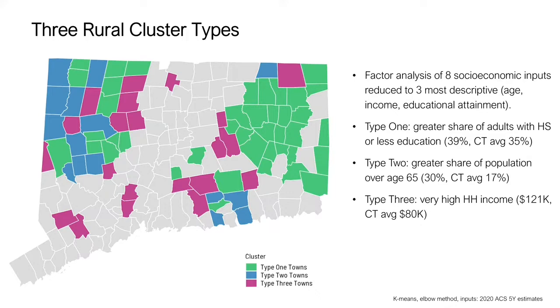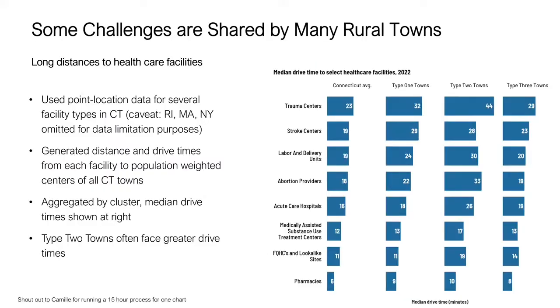Type 1 towns have more adults with less than high school or less education. Type 2 towns have higher shares of seniors. Type 3 towns are very, very high income. In many cases in Connecticut, that's due to zoning. You have like 2-acre lot sizes. They're rural by default.